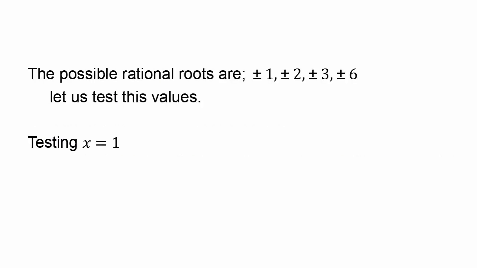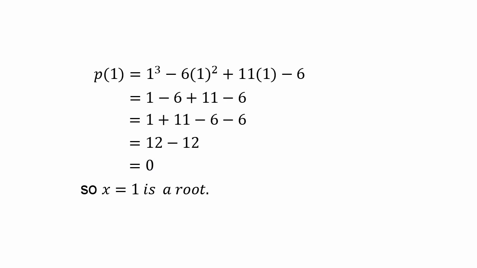The possible rational roots are plus or minus 1, plus or minus 2, plus or minus 3, and plus or minus 6. Let us test these values. Testing x is equal to 1. P of 1 is equal to 1 cubed minus 6 times 1 squared plus 11 times 1 minus 6. P of 1 is equal to 1 minus 6 plus 11 minus 6, which is equal to 0.